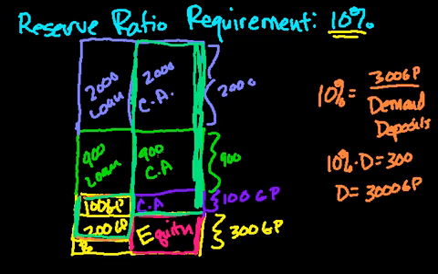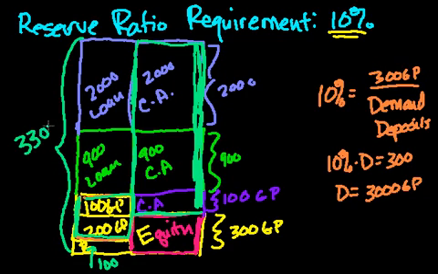Now, a separate question is, am I solvent? Solvent means, am I good for the money? And solvent is just an issue of, are your assets larger than your liabilities? So right now, in this world, my assets are what? I have this 3,000 plus my initial equity. This was 100 down here. So my assets are 3,300.